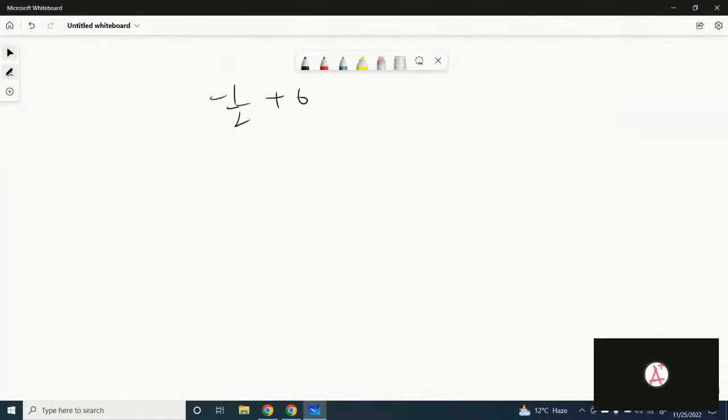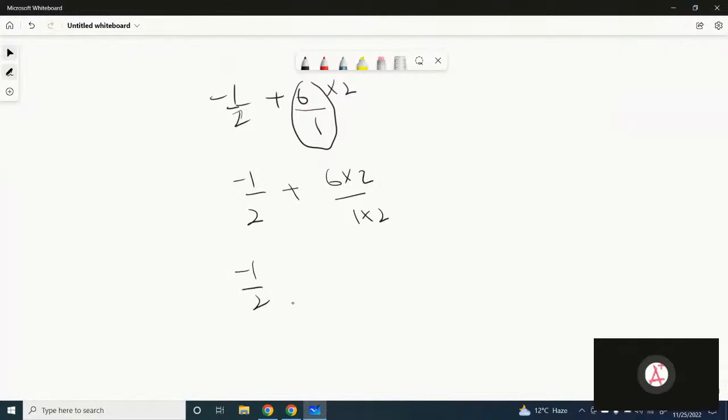Here the denominator of the 6 is 1. You have to make the denominators alike because you are adding them. When you're adding fractions, you can add the fractions with like denominators. So multiply this fraction by 2 to make its denominator equal to 2. It would be 6 times 2 and 1 times 2. Negative 1 over 2 and 6 times 2 is 12, so 12 over 2. Now they have like denominators, simply collect the numerators. So it would be 12 subtract 1 is 11 over 2.